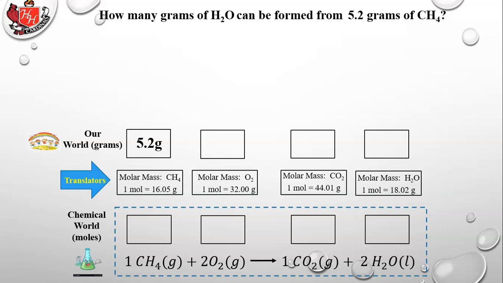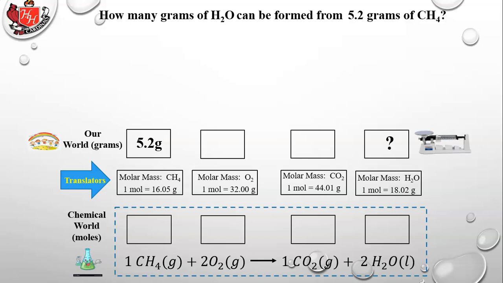Now where's the question mark going to go? We need to find grams of H2O, so it's going to go there. It's in the grams row, something we can measure on a scale, and it's up above the H2O column. So now we need to get from 5.2 grams of CH4 to some number of grams of H2O.